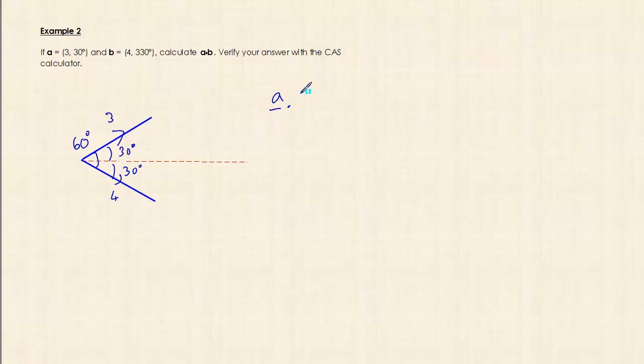So a dot b is going to be the magnitude of a, which is 3, times the magnitude of b, which is 4, times the cosine of the angle between them, which is 60, and that works out to be 6. Using the CAS calculator to calculate the dot product, look at the calculator guide, and now you can do exercise 4.01 on page 116 of the textbook.